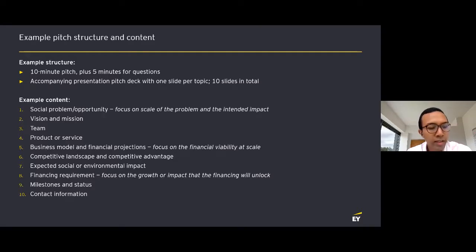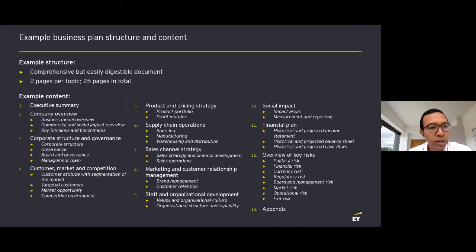And then the next slide, I'm going to try to cover what we call the more detailed pitch deck. My colleague Vic mentioned this too: having a robust business plan is essential.